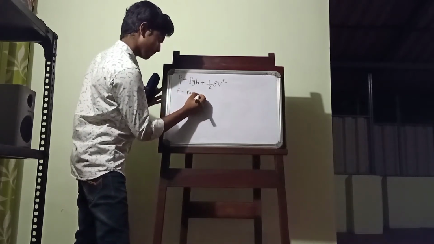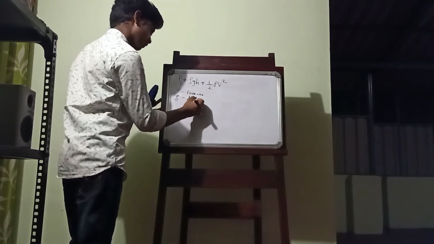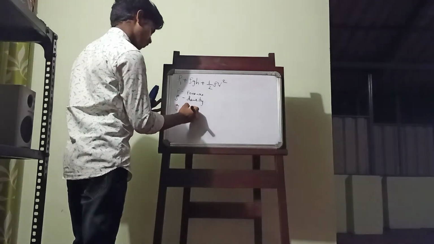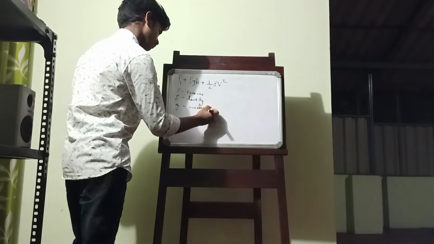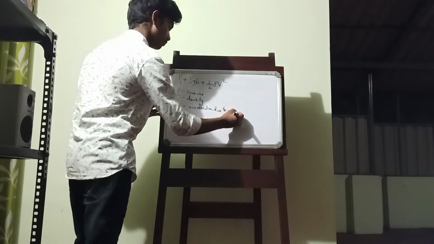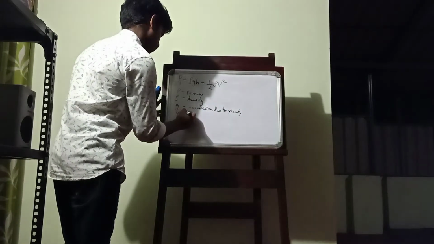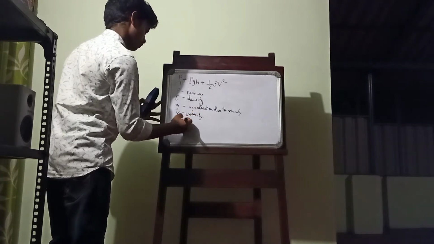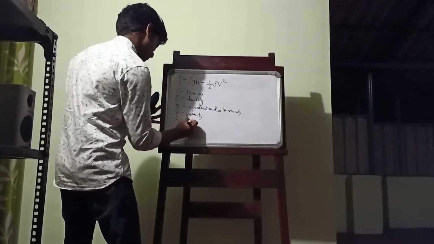Pressure, rho stands for density, and G stands for acceleration due to gravity. And V stands for velocity, and H stands for elevation or height. Okay.